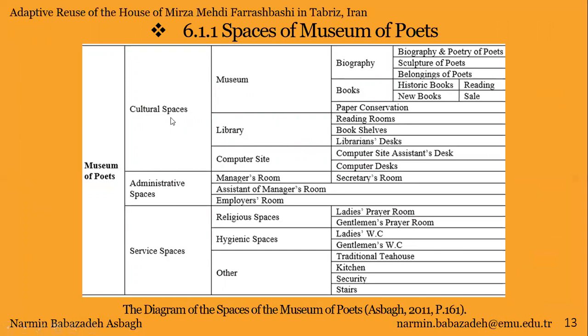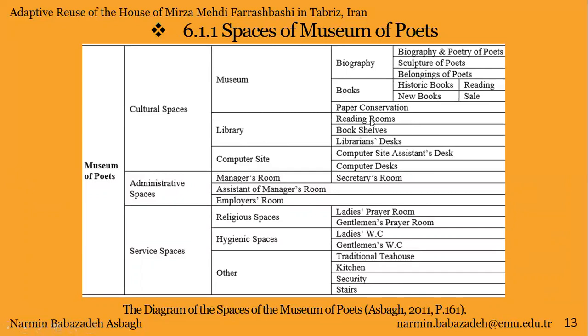Cultural activity spaces include museum, library, and computer site. Museum has biography, books, and paper conservation parts. The biography museum consists of biography and poetry of poets, sculpture, and belongings of the most recent poets. We have historic books to be conserved in the paper conservation room and also new books for sale.